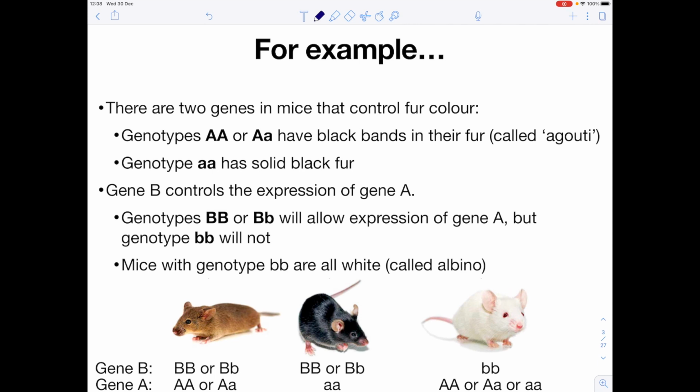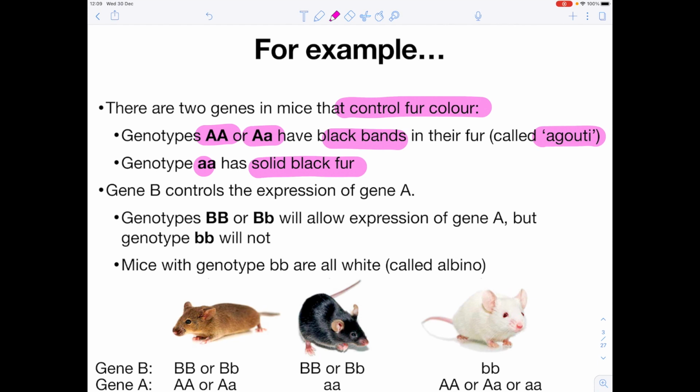There are two genes in mice that control fur colour. Genotypes uppercase A, uppercase A or uppercase A, lowercase a, have black bands in their fur, which we call agouti. The lowercase a situation, the homozygous recessive situation, means that they have solid black fur. So be aware that capital A, lowercase a gives black banded fur, and homozygous recessive lowercase a gives solid black fur.